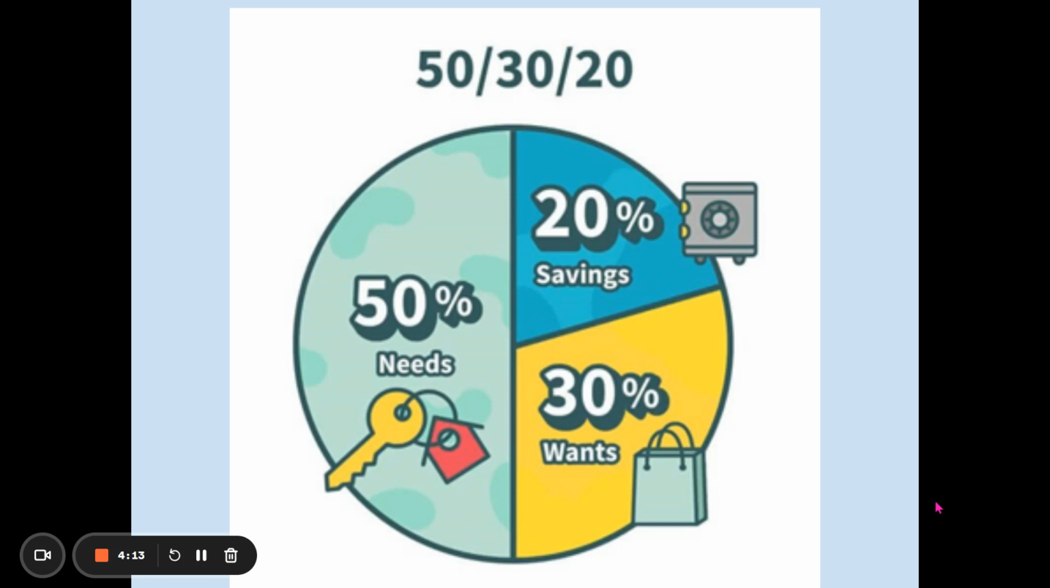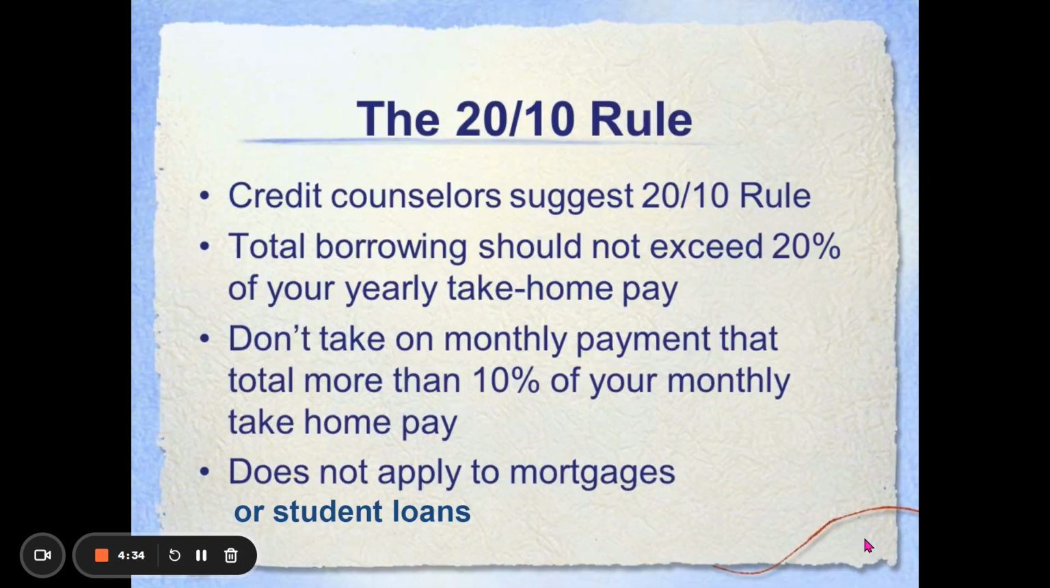And 30% is for all the things that you enjoy in life that you want. So maybe you love to eat out or go to movies or go to concerts, or you have hobbies that you spend money on. Those are all the wants. And it's really important that you do have money budgeted for your wants, because realistically, you won't follow a budget if you're not enjoying your life.